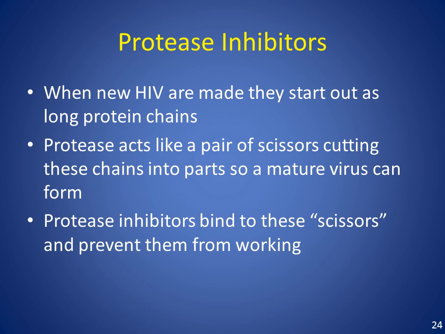Once these parts have been cut up, the virus is considered mature because it now has all the pieces it needs to infect a new cell. Protease inhibitors essentially bind to these scissors and prevent them from working. If these protein chains can't be cut up, then they stay clumped together and the HIV virus never matures and is not able to infect a new cell.